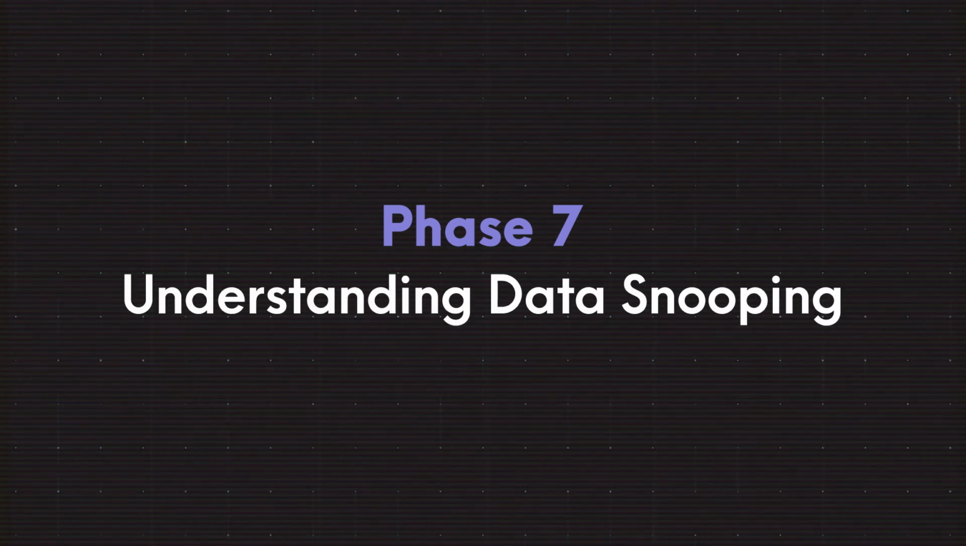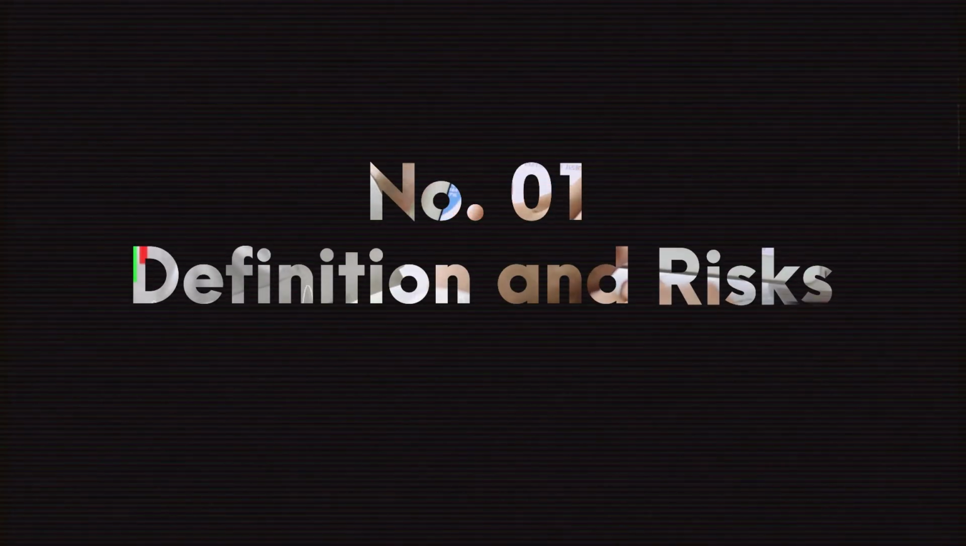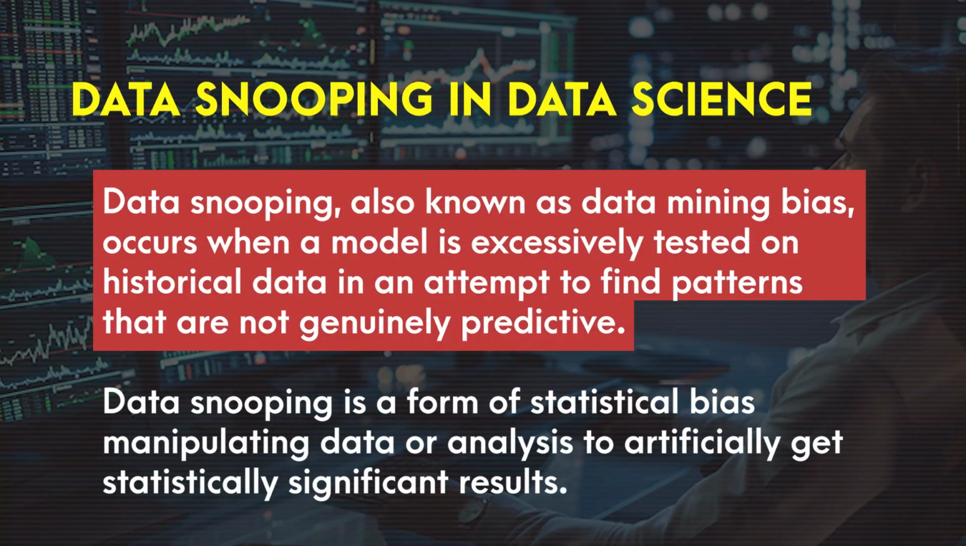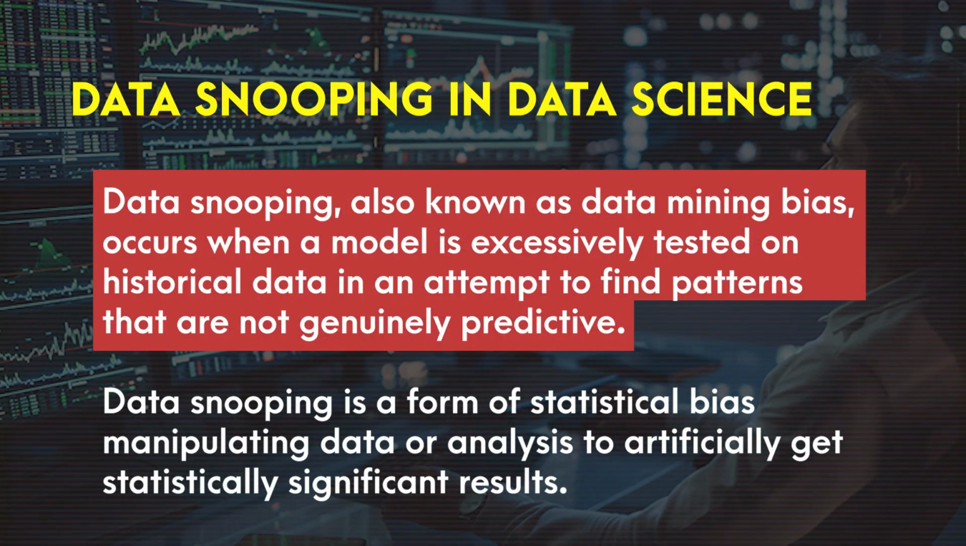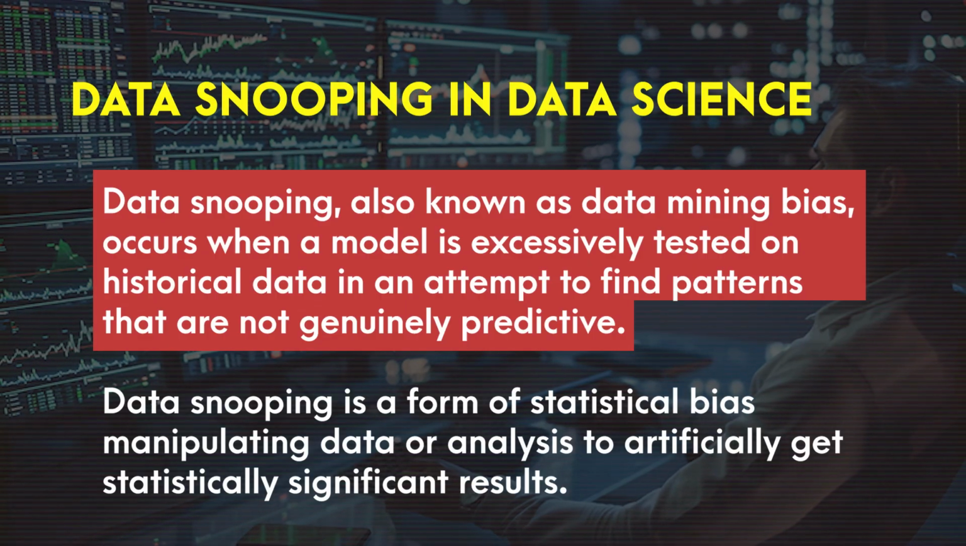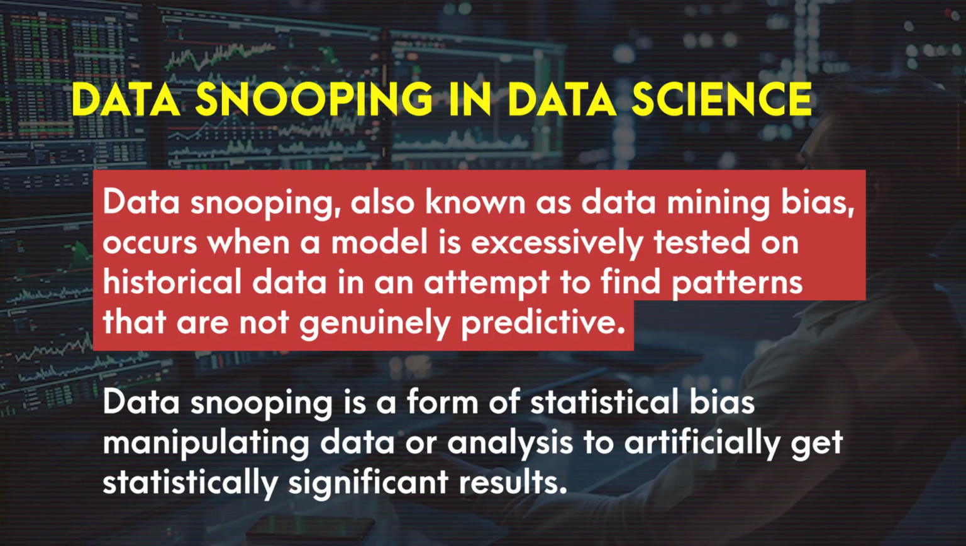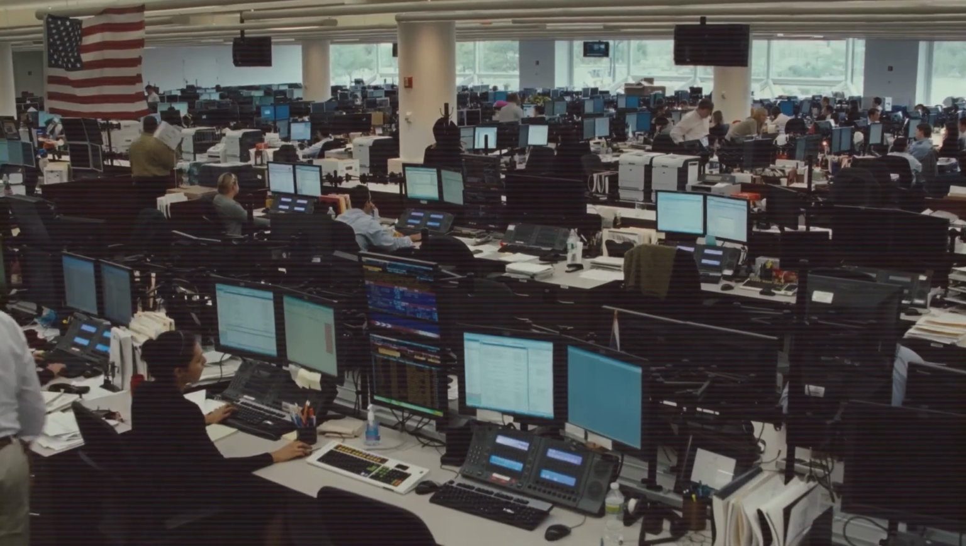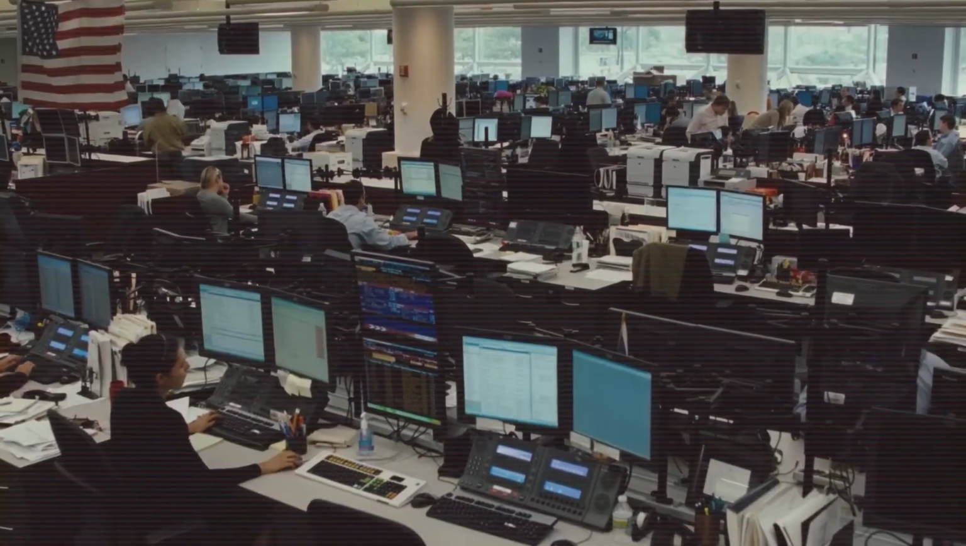Phase 7. Understanding data snooping. 1. Definition and risks. Data snooping, also known as data mining bias, occurs when a model is excessively tested on historical data in an attempt to find patterns that are not genuinely predictive. This repeated testing can lead to spurious relationships being identified, resulting in an overestimation of the model's performance.